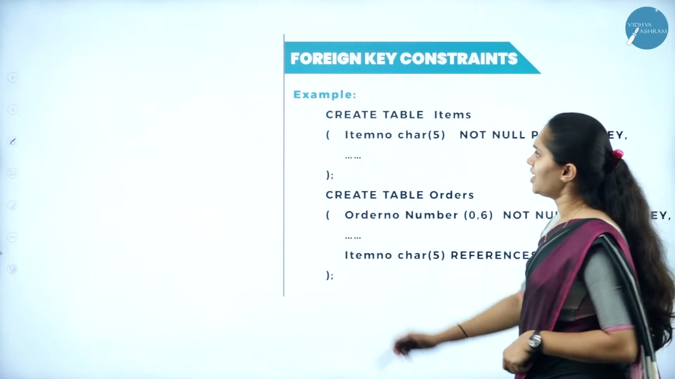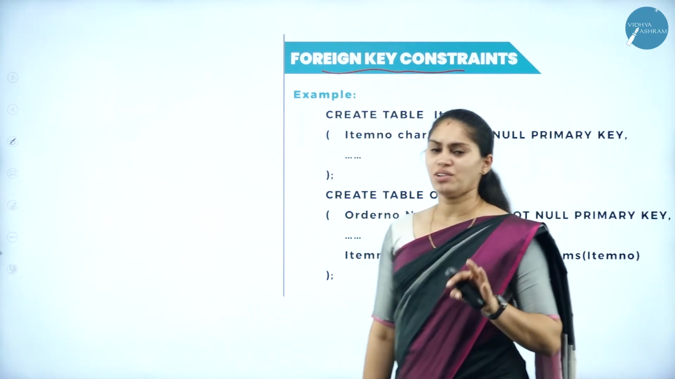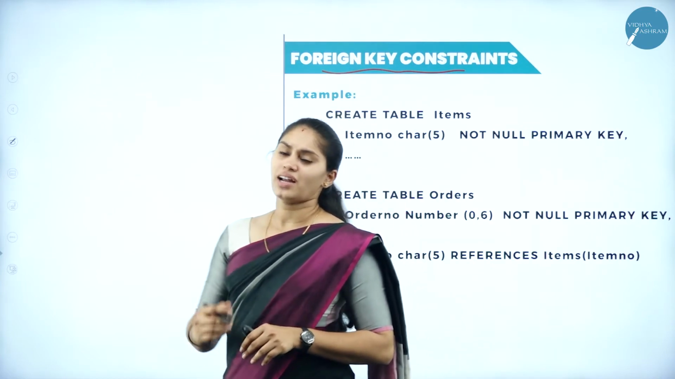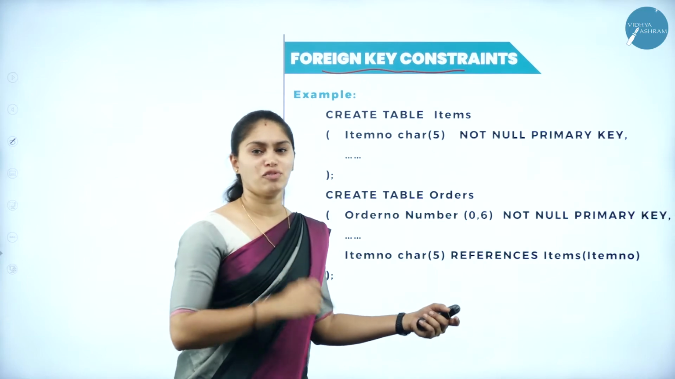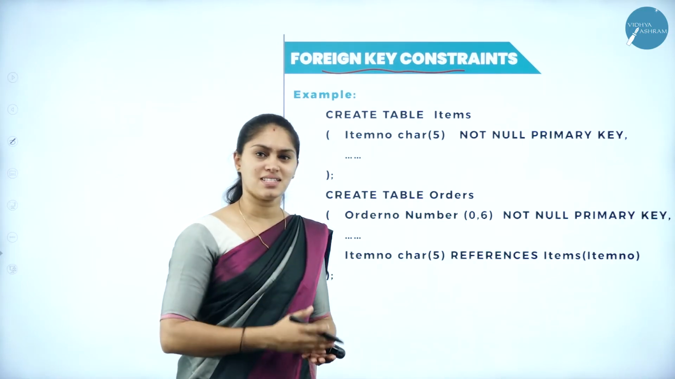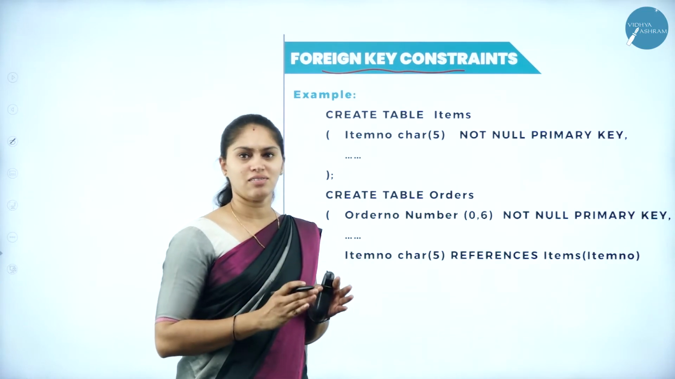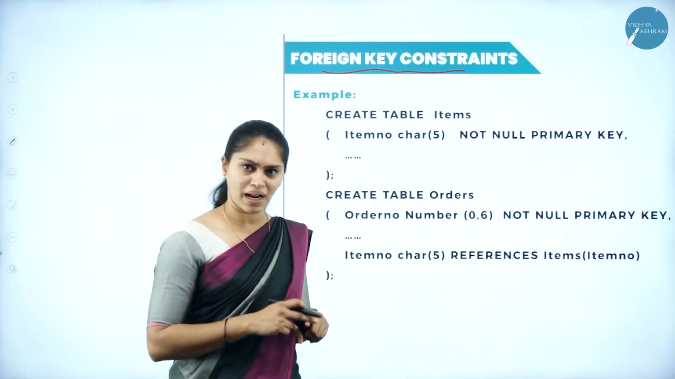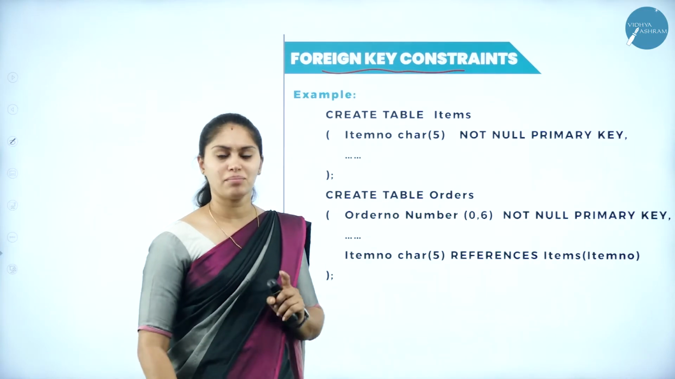We'll see the next thing, that is the foreign key constraint. For example, just imagine when you are in India, at that time you are a citizen of this country, but when you visit any other country, then you will be a foreigner there. In the same way, if I have a primary key in my table, and that primary key value is present in any other table, that will become the foreign key.